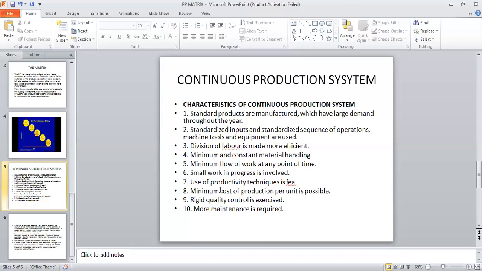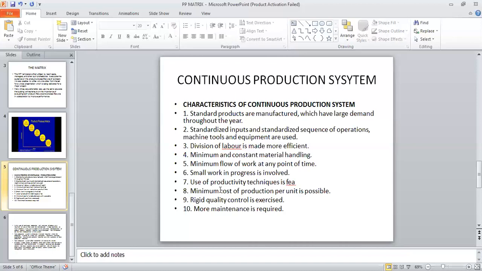For example, if there are five departments A, B, C, D, E, the production of A goes to department B, from B to C, C to D, then finally D to E. It means the output of A becomes the input of B, the output of B becomes the input of C, the output of C becomes the input for D, and the output of D becomes the input for E. In every chain of activity there is a sequence, a flow, one more addition of the activity.